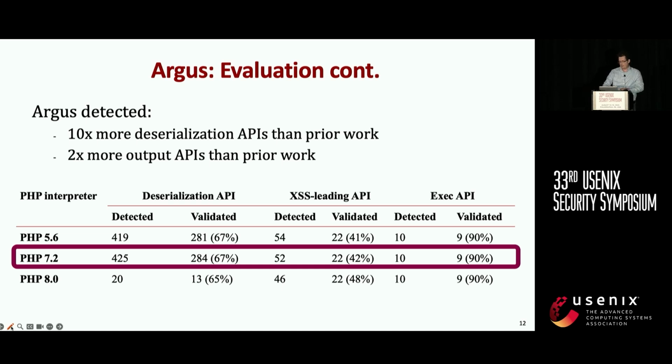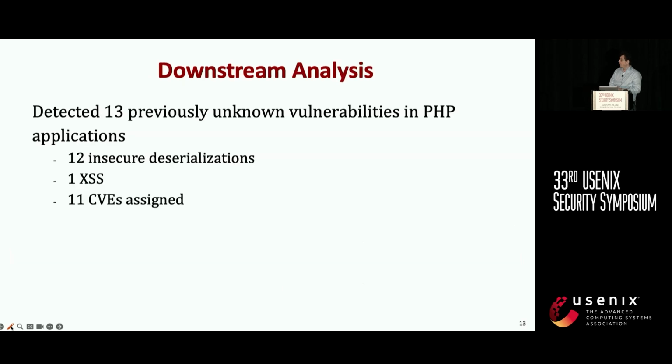All right, a couple more results in terms of what we learned from our downstream analysis. So we augmented RIPS and Zalm as 2 static data flow analysis tools for PHP, and we augmented Fugio, ran it over our analysis data set, and these tools then detected, pretty much unmodified, 12 previously unknown insecure deserialization vulnerabilities, 1 cross-site scripting vulnerability, and 11 of those were assigned CVE identifiers.